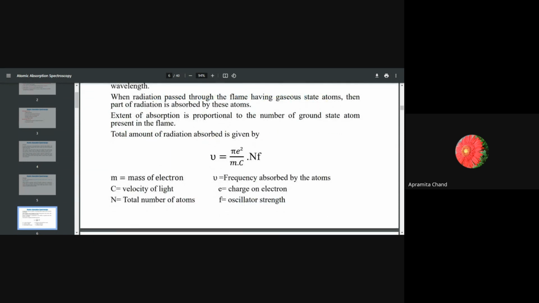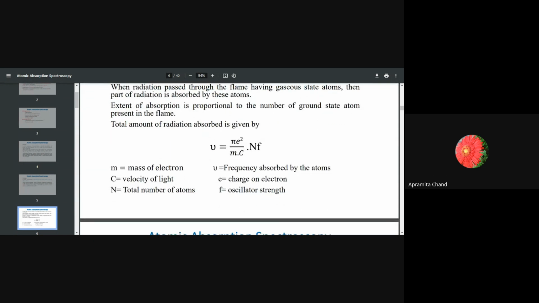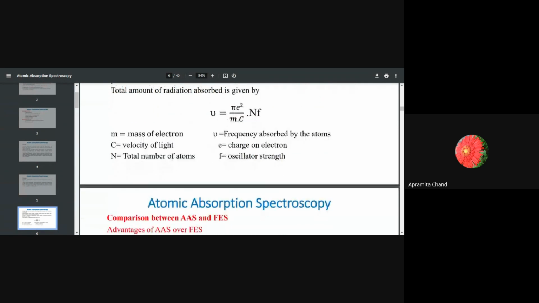Now, the total amount of radiation absorbed can be given through this equation. If nu is the frequency absorbed by the atoms, then pi e square by mc into nf gives the total amount of radiation absorbed, where m and c are the mass of the electron and velocity of light, N is the total number of atoms, f is the oscillator strength, e is the charge, and nu is the frequency absorbed by the atoms.